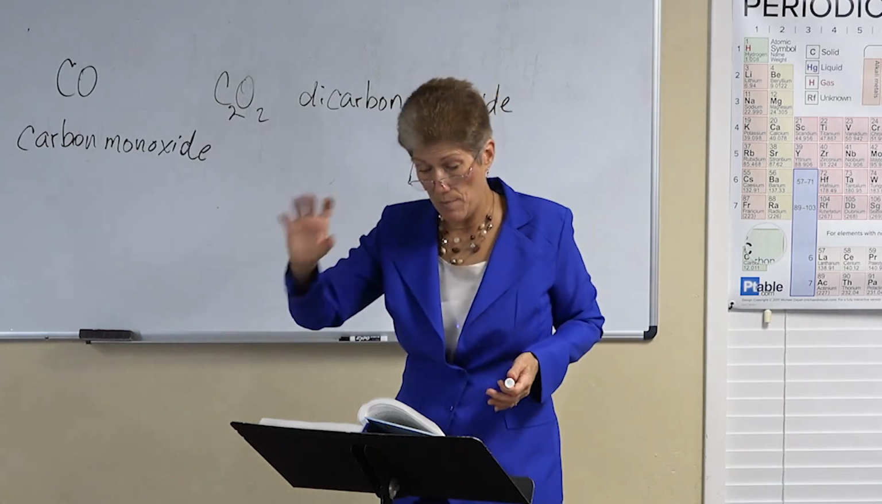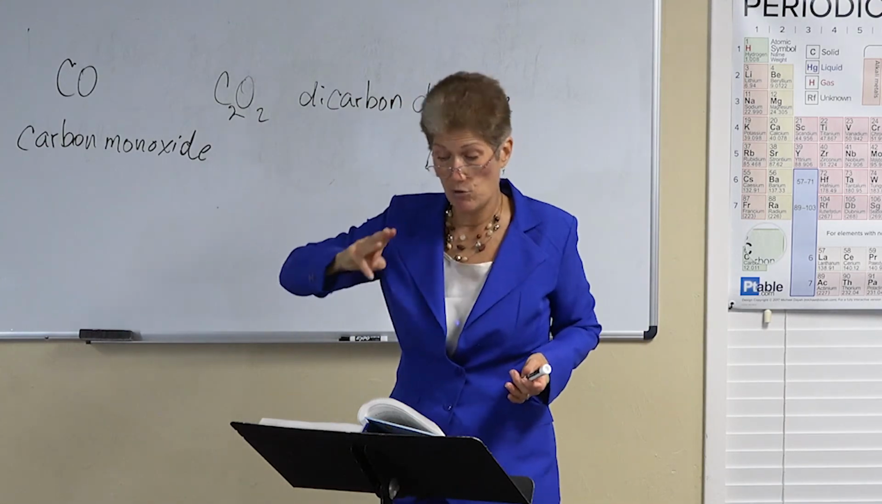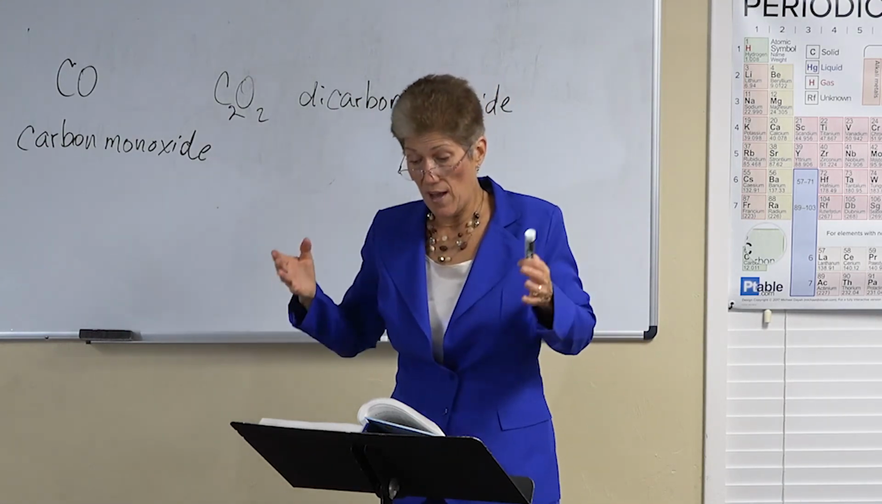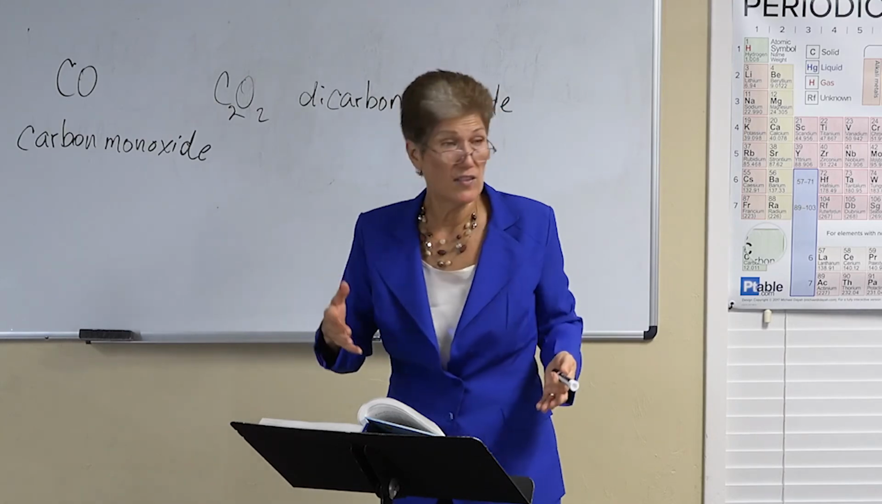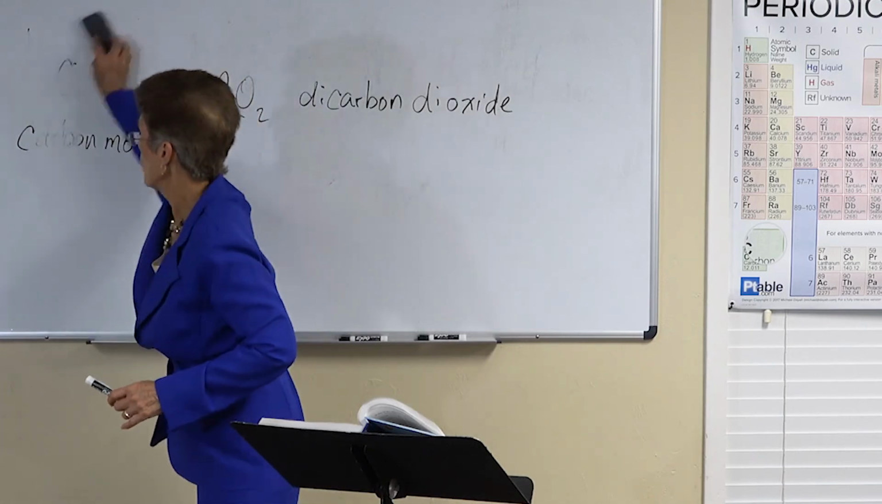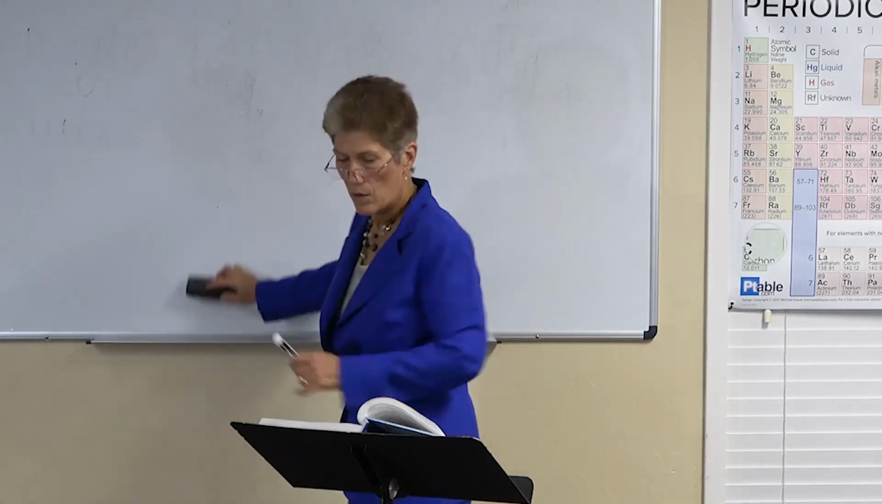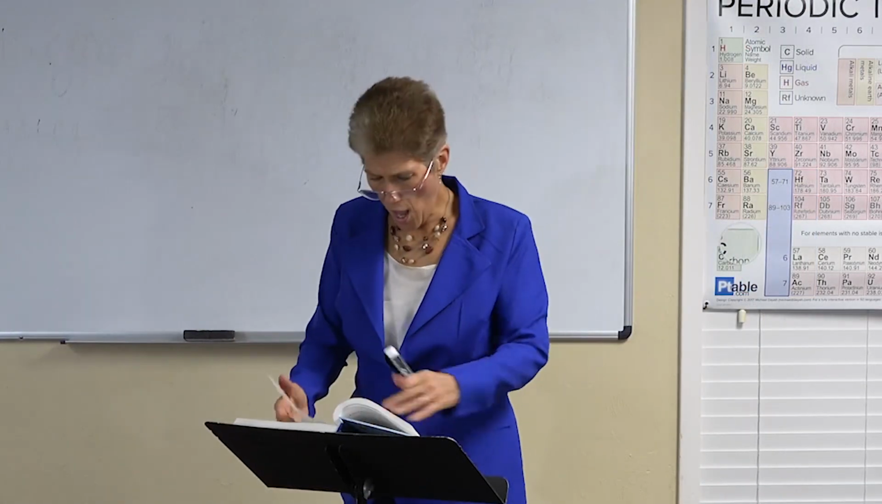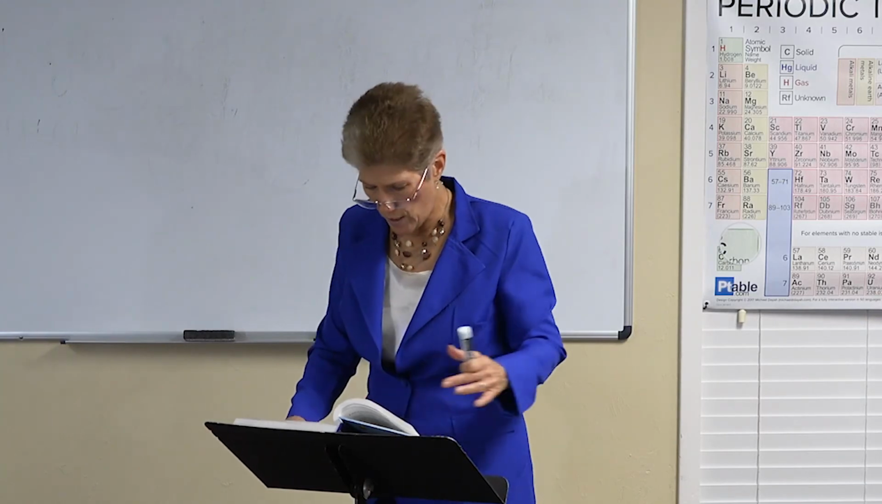If there's one of them, you put mono in front of it. 2, di. 3, tri. 4, tetra. 5, penta, like the pentagon. 6, hexa. Yes, sir, Jonah. On InfoCheck 3, he has us use the Lewis structures for CO and CO2. Oh, well, let's do it.